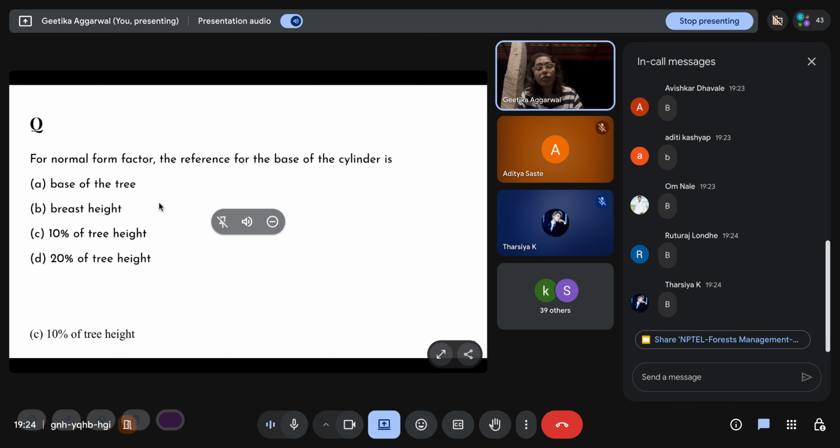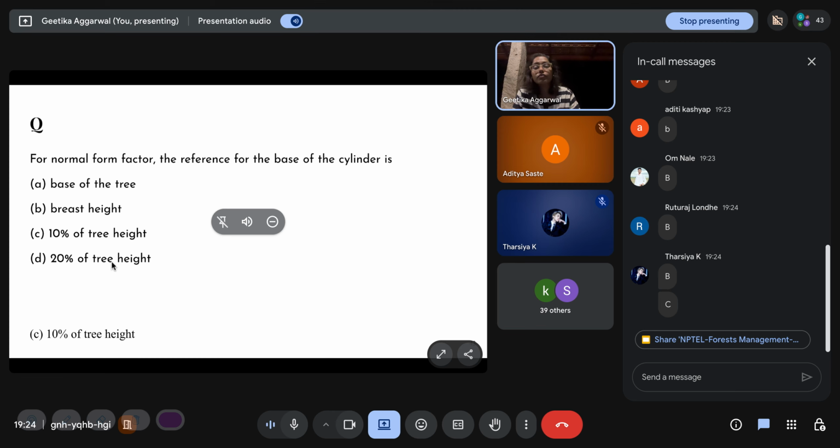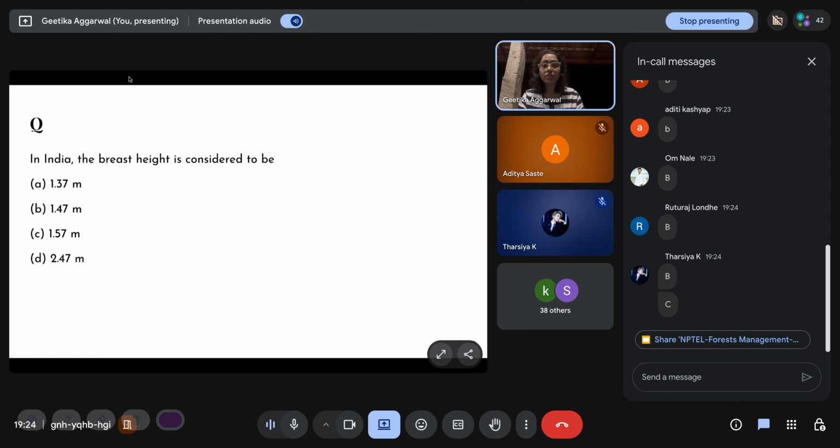The breast height form factor is used for the false form factor, but the one for the normal form factor is actually 10% of the tree height. We discussed this, but keep it in mind. For the normal form factor, it's 10% of the tree height. The DBH is actually used for the false form factor. In India, the breast height is considered to be 1.37 meters, 1.47 meters, 1.57 meters, 2.47 meters.